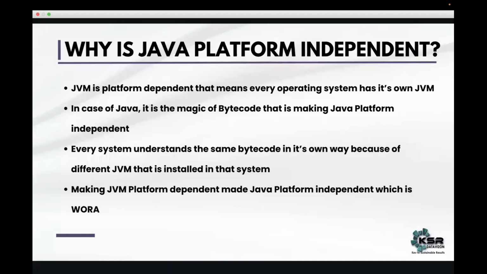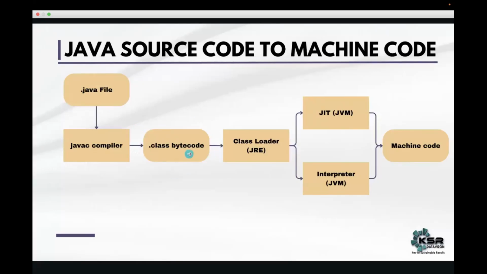We have seen that the JVM is platform dependent because you have to install different JVMs. Since the JVM is platform dependent, every operating system has its own JVM. For Mac, it will be different. For Linux, it will be different. For Windows, it will be different. In the case of Java, it is the magic of bytecode that makes Java platform independent. So you compile that bytecode.